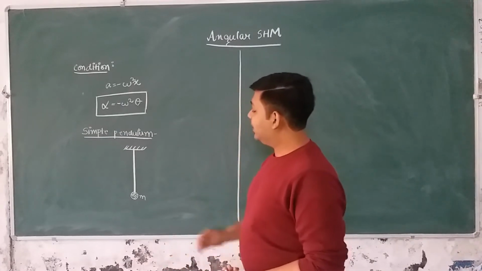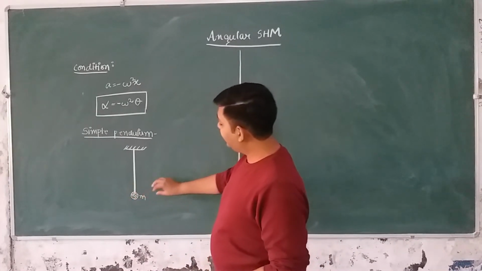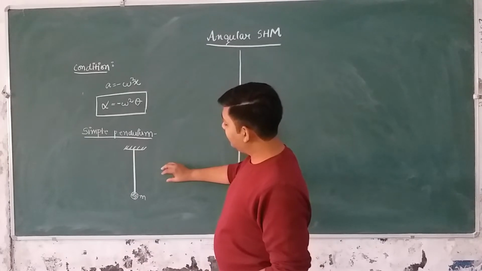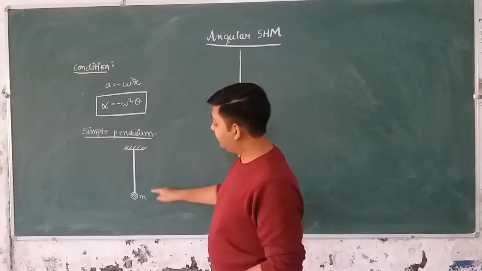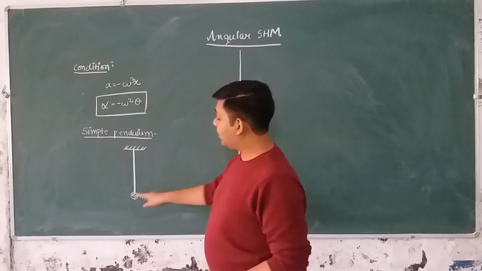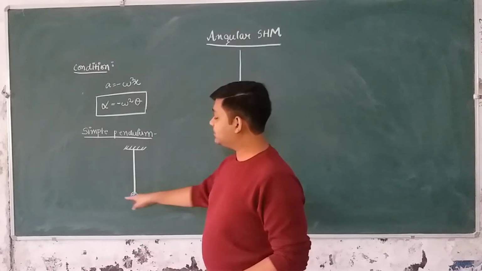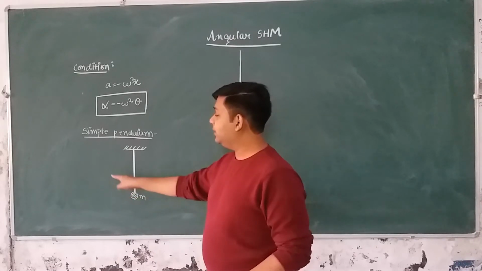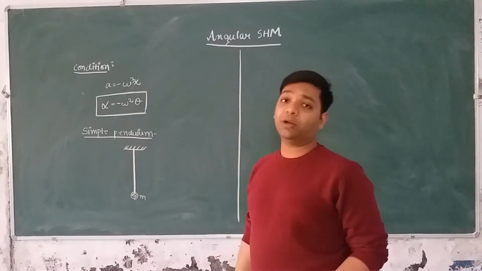So now if I hold this bob and take it here and release it, what will happen? It will perform motion like this. Now let us see whether this motion of a simple pendulum will be angular SHM or not.